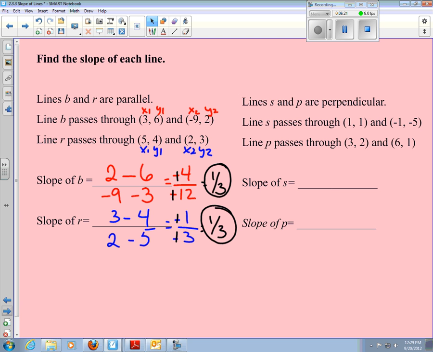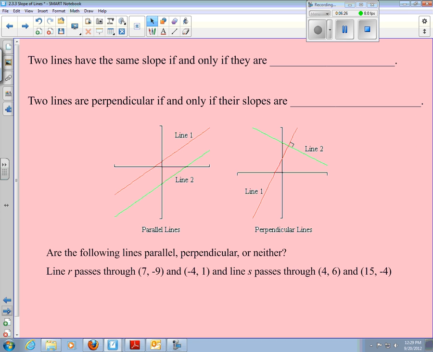So for tomorrow, I want you to do the slopes for the lines that are perpendicular. I have this nice little drawing here for you, and it says two lines have the same slope if and only if they are, well, we just did that, parallel lines. Two lines are perpendicular if and only if their slopes are blank. So I want you to look back at that last problem you did and fill in what those are, and we'll talk about that tomorrow.